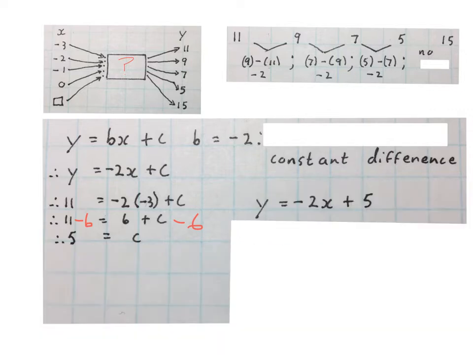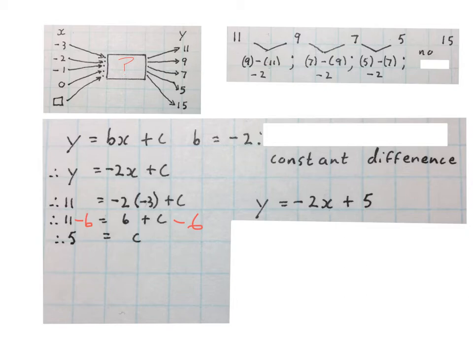Now if they ask me to explain the relationship between this input value and this output value in algebraic form, I will give them this equation. y equals minus 2x plus 5. If they ask me to explain it in words, I will say I take my input values, I times them by minus 2, and then add plus 5. And that'll give me my output values.